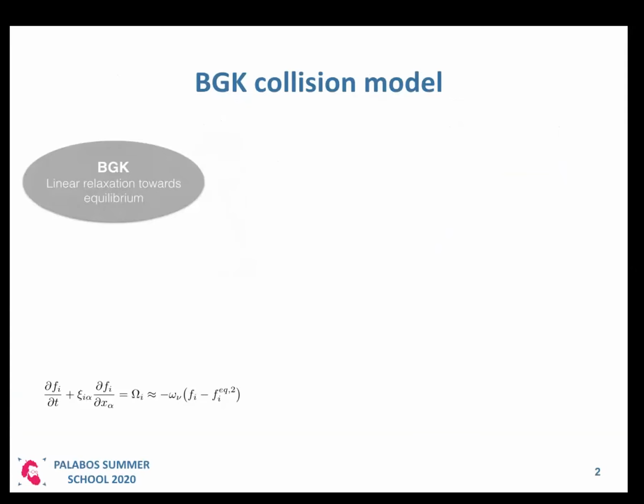First of all, the BGK collision model. In fact, it's an approximation of the Boltzmann collision model for which you assume that populations are close to the equilibrium. So it's a first order Taylor expansion of the collision model around the equilibrium. Most of the time, this equilibrium is defined as a second order one, meaning that it's a sum of Hermite polynomials up to the second order.